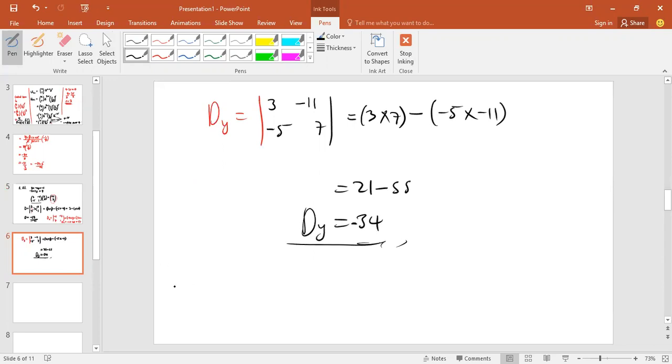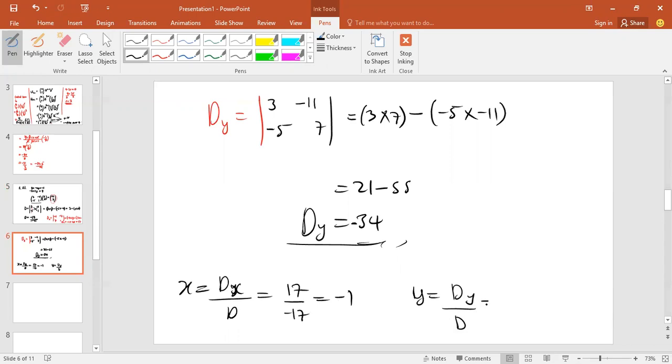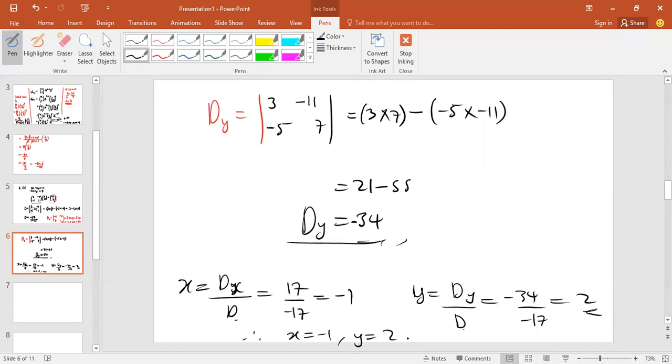Then we can now find the solutions. So x is equal to dx over d. So our dx is 17. Our d is negative 17. So it means the value of x is negative 1. Then we have our y is dy over determinant d. So take note, d is always in the denominator. So it will be negative 34 over negative 17. And that gives us positive 2. So therefore, using Cramer's rule, we found x is negative 1 and y is positive 2.